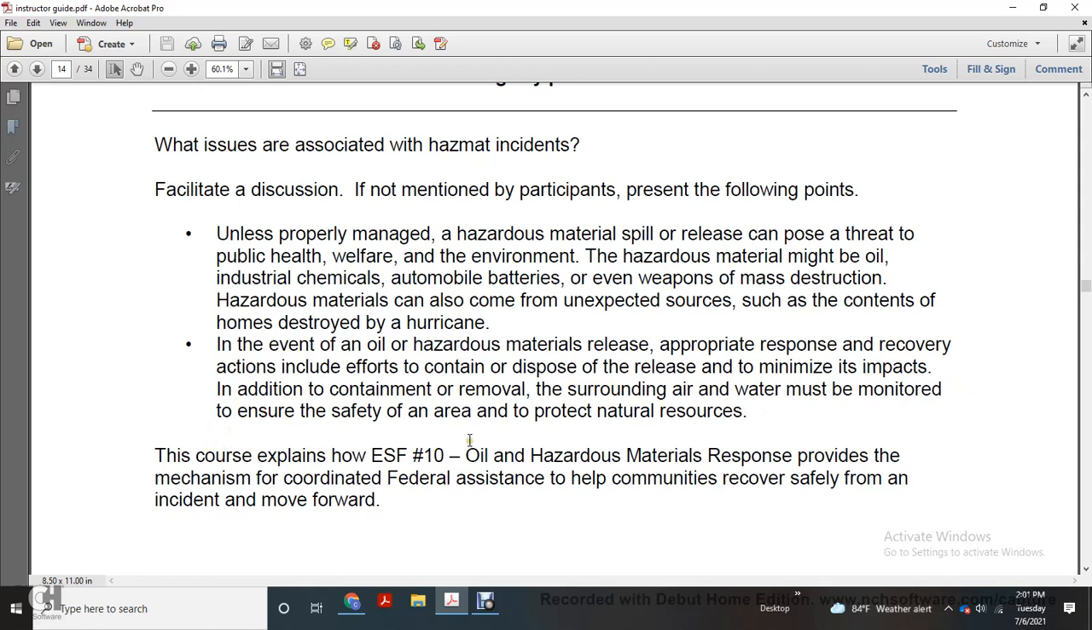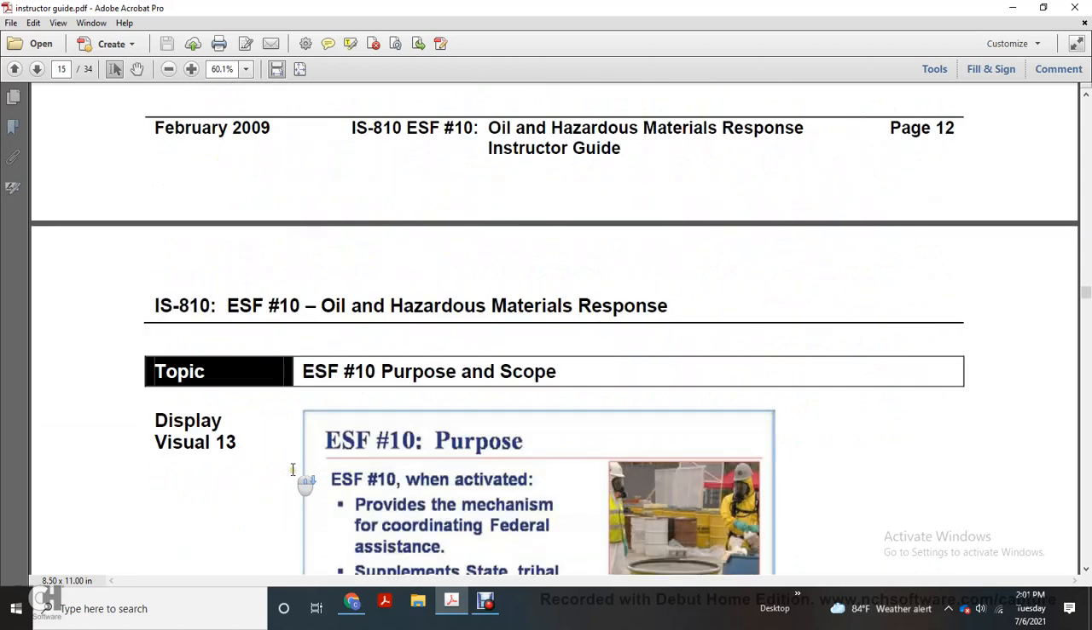As explained by Emergency Support Function number 10, Oil and Hazardous Material Response provides a mechanism for coordinated federal assistance to help communities recover safely from an incident and move forward.